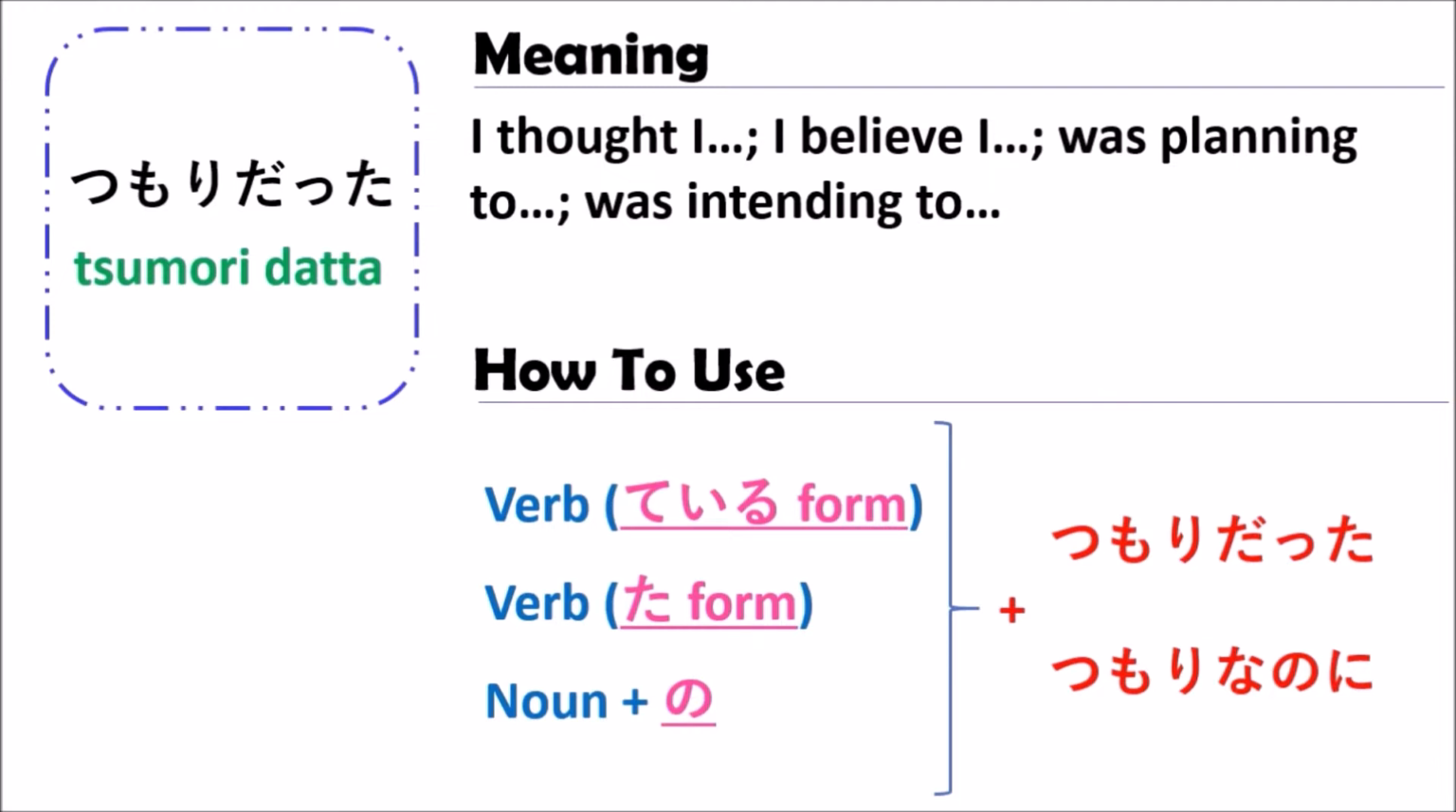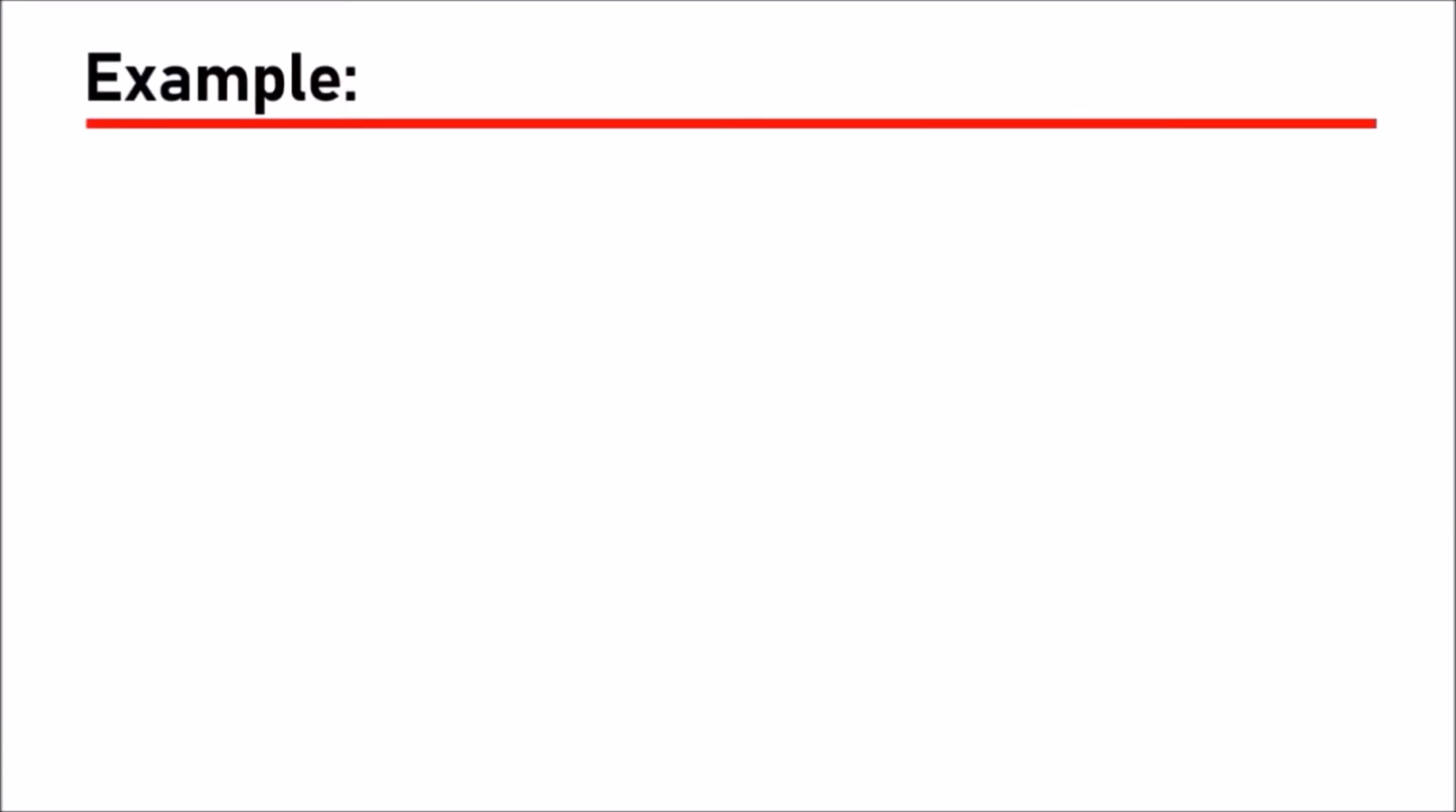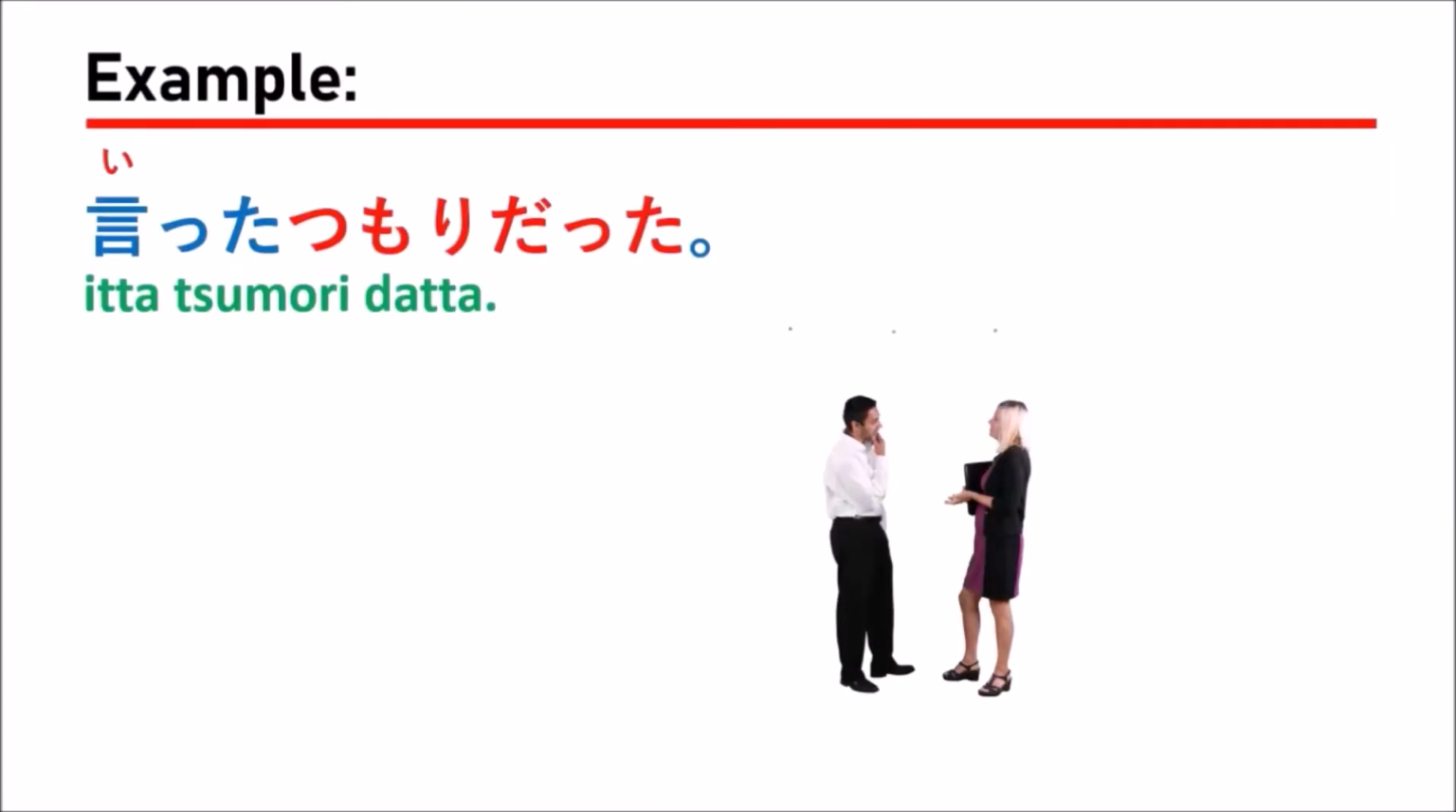Next, we are going to see some examples to understand more about how to use the grammar of tsumoridatta or tsumori nano ni. In here, our example says, itta tsumoridatta. Itta tsumoridatta, which means I thought I said it.